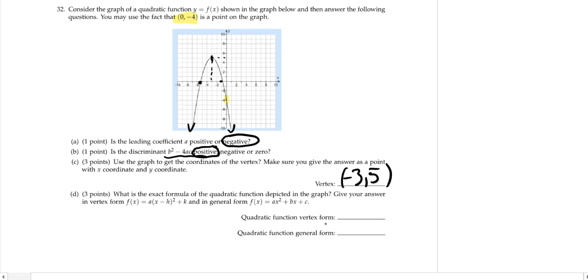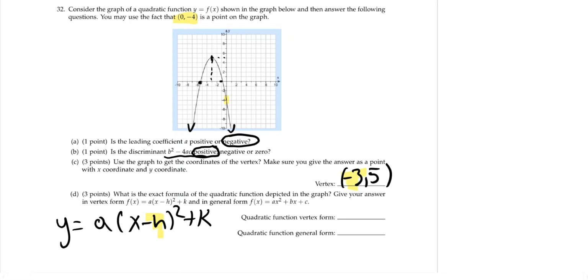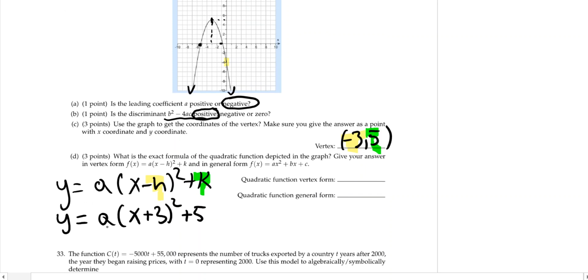And now the quadratic function, yeah, we do have to find it. I have the vertex, right? I know that the leading coefficient has to be negative, but I don't know what exactly it is. So the formula is going to be y equals a times x minus h squared plus k. But h is -3 and k is 5. So then this is going to become y equals a times x minus -3 becomes x plus 3, squared, plus 5. But now I need to find what a is. So how do I do this?